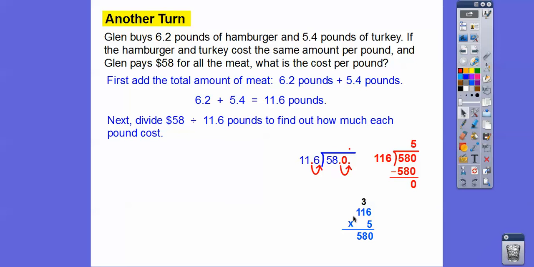So here I did it down here. 116, 5 times 6 is 30. There's a 0 for the 30. Carry the 3. 5 times 1 is 5, plus this 3 is 8, and then finally we get 5 times 1, so we get 580. So let's answer the question. It's asking us, what is the cost per pound? So this is in dollars, so the meat is $5 a pound.